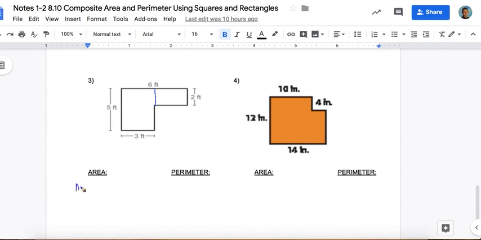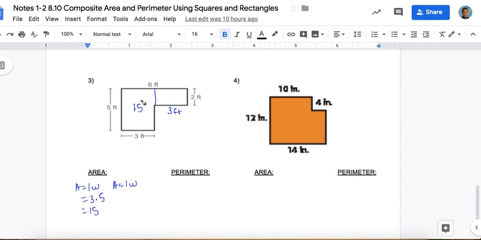So we have our first one, we're going to do length times width. So we have a length of 3 and a width of 5. So 3 times 5 is 15. So we can put 15 in here. And then our other one, we have a missing part here. We know that the width is 2, but we don't know this one. So we're going to take this side minus this side. 6 minus 3 is 3. And I know this is correct because 3 plus 3 is 6.